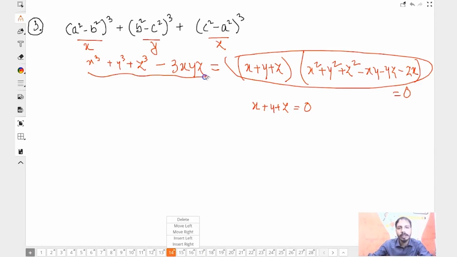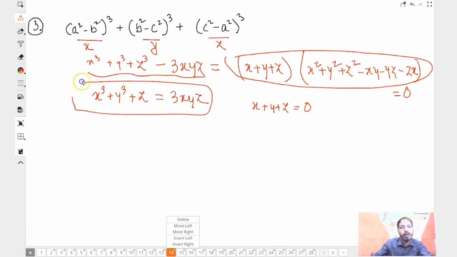Now if this becomes equal to 0, I can write x cube plus y cube plus z cube is equal to 3xyz. Now this is a very, very important identity if x plus y plus z is equal to 0. Understood? So if x plus y plus z is equal to 0, then x cube plus y cube plus z cube can be written as 3xyz.